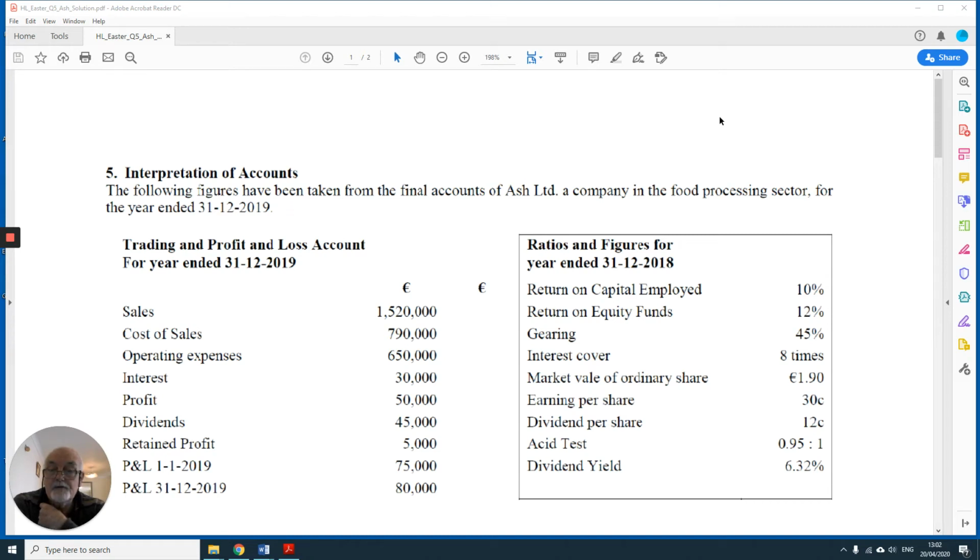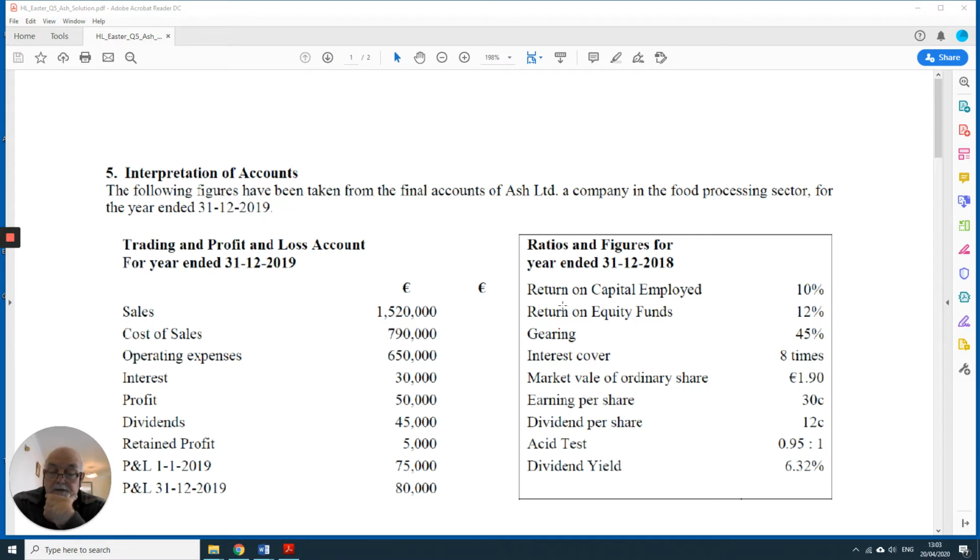Ash Limited, just from the point of view of profitability. So if we look at the figures here on screen, we have sales of 1.5 million, less cost of sales of 790,000. So that would give us a gross profit of 730,000, from which we take our operating expenses and our interest, and we'd get a net profit of 50,000.